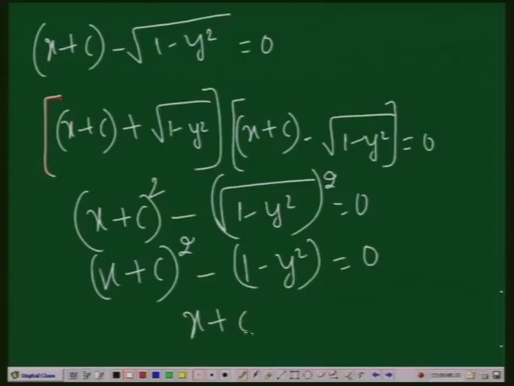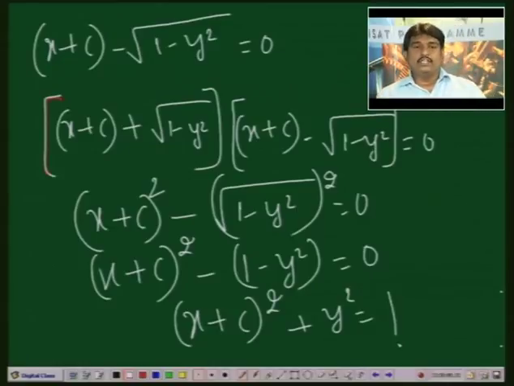You just simplify this, it is x plus c whole square plus y square equals 1. So, I have solved that non-linear differential equation to get the solution as x plus c whole square plus y square equals 1. And as I mentioned, this represents a family of circles with center on the x axis and radius fixed equal to 1. Okay, this is a general solution.